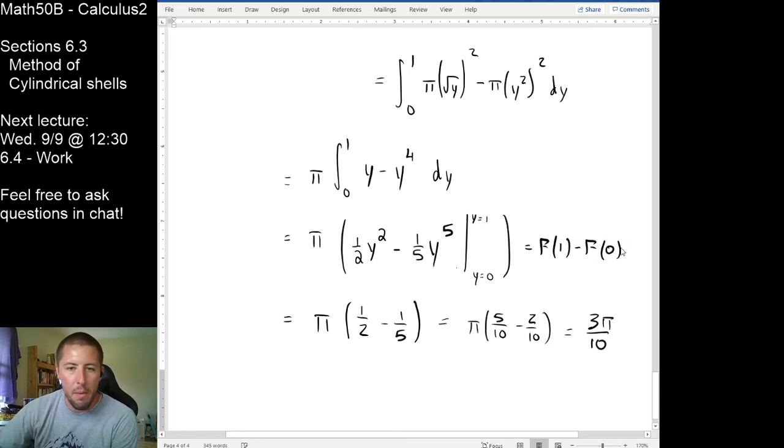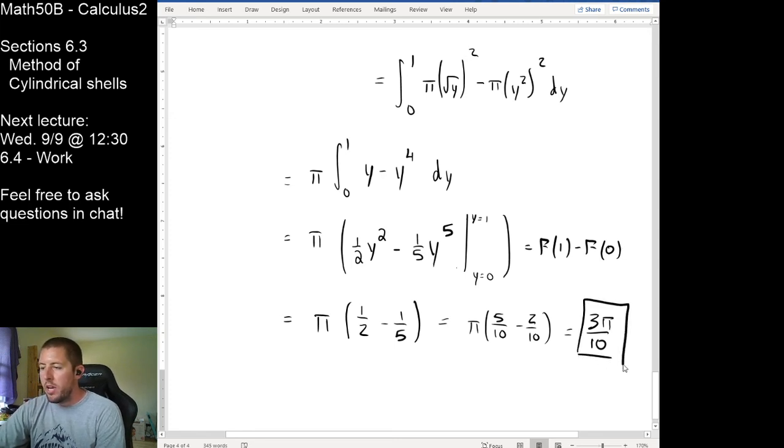Just for our people that are needing that little bit of help there still. Good. Evaluating the antiderivative at 1 gave us 1/2 minus 1/5. Evaluating the antiderivative at 0 just gave us 0, so I just didn't even write it. All right, so it looks like our answer is 3 pi tenths. And again, we could have done this problem already. I just did 6.2 stuff right there is all that just happened.